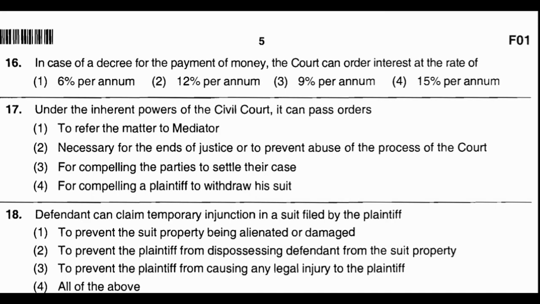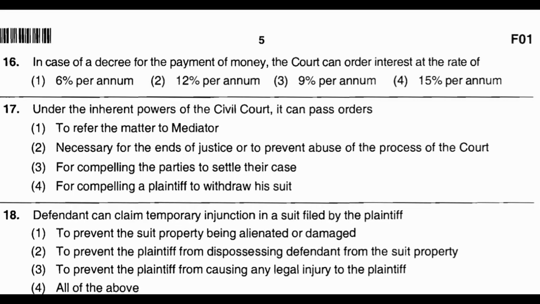Now question number 16. In case of decree for the payment of money, the court can order interest at the rate of option number 1, 6% per annum, option number 2, 12% per annum, option number 3, 9% per annum, option number 4, 15% per annum, and the correct answer is option number 1, 6% per annum. Question number 17. Under the inherent powers of civil code, it can pass orders.